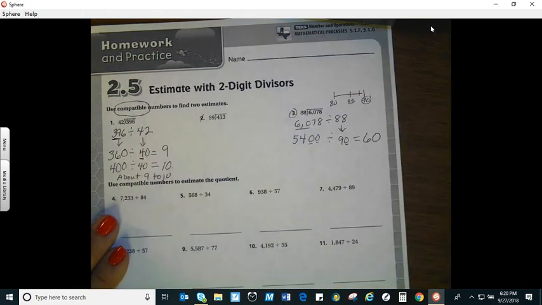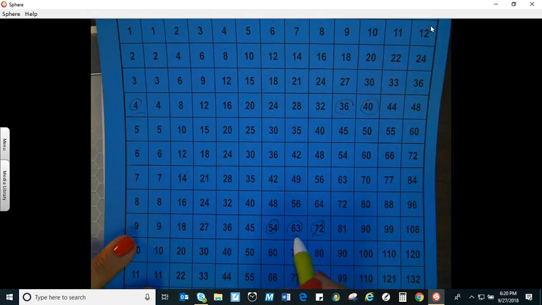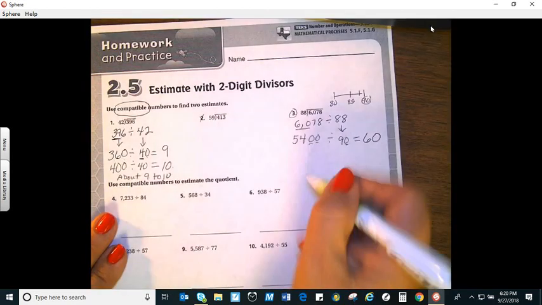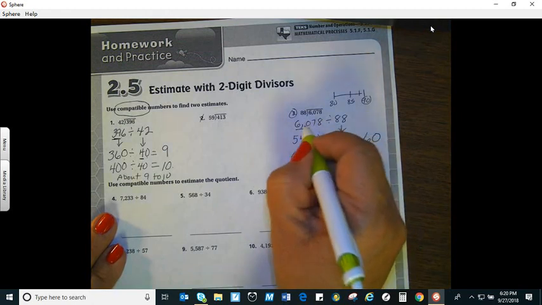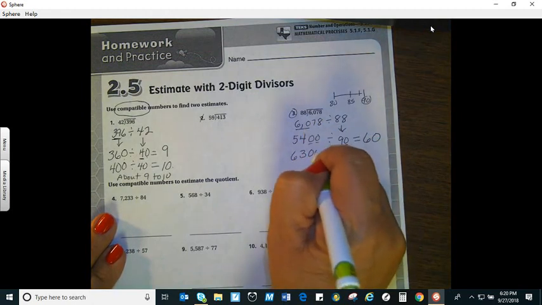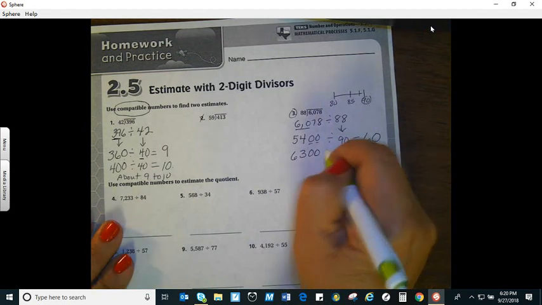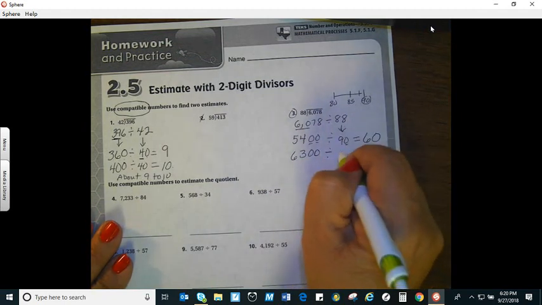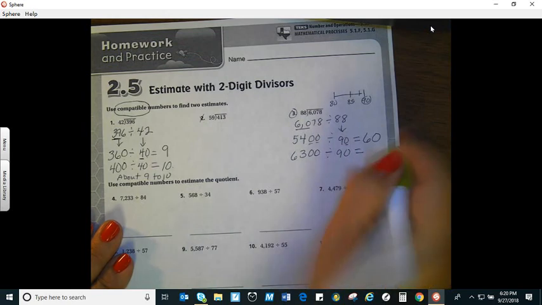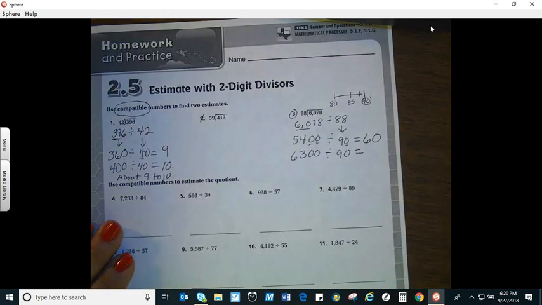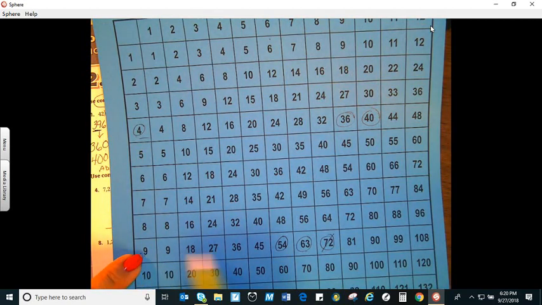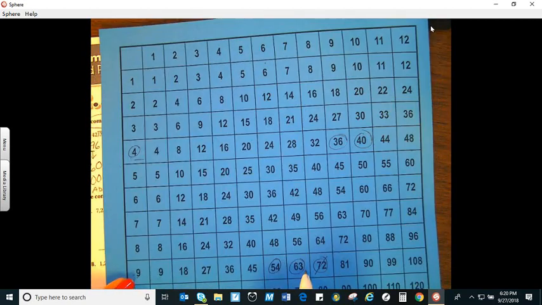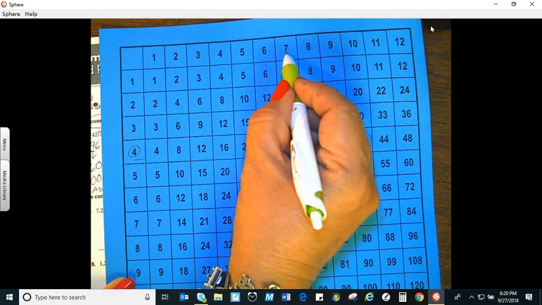I said that the next one would be 63. So I'm placing this right over here. So at 63, again, I have 4 digits in this number. I'm going to put the 2 zeros following after the 63. So it's 6,300 divided by, I'm keeping my same divisor, 90. How many groups of 9? I'm moving over to my multiplication chart. I'm coming over to my 9. How many groups of 9 go into 63? And I'm moving it straight up. And I have 7. I have 7 groups of 9.